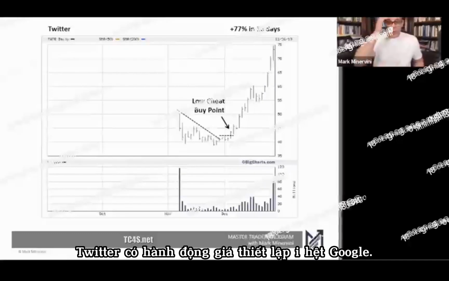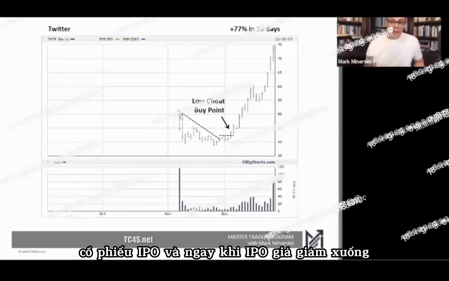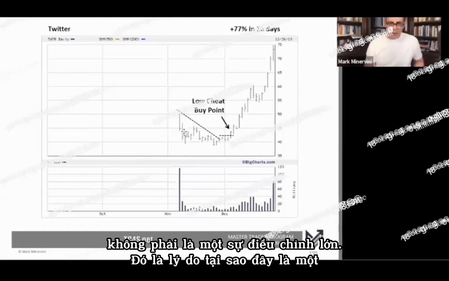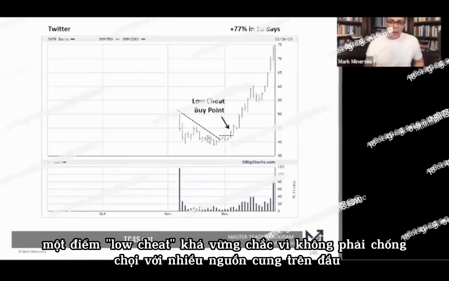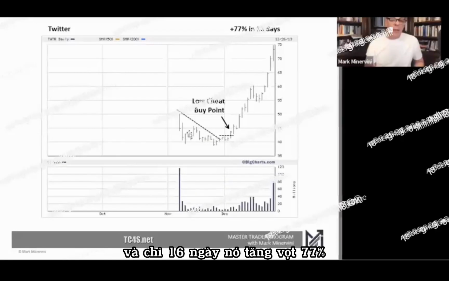Twitter was one that set up almost identical. And again, you get the IPO, and right off the IPO it comes right off. Not a big correction. That's why this was a pretty solid low cheat, because you didn't have a whole lot of overhead supply to contend with. But in just 16 days, it ripped up 77%.